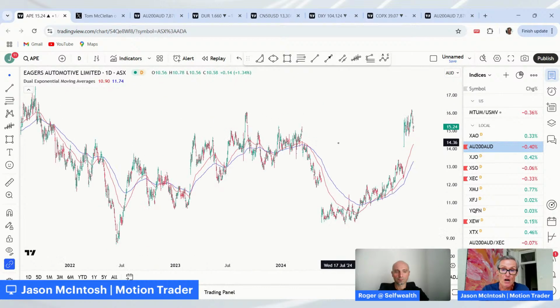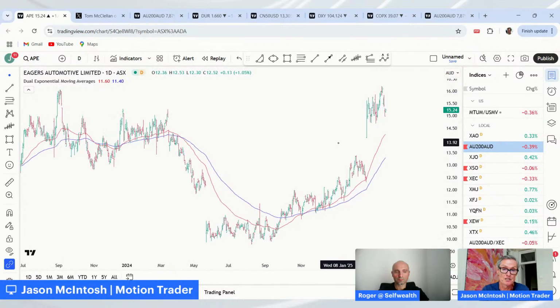Yeah, look, I'd be happy holding it and going with the trend, see where the trend goes. Not in a hurry to buy it though, given it has had this extended run and it's pulling back a little bit at the moment. But yeah, it's certainly one I'd hold. Wide trailing stop back below the 100-day moving average.